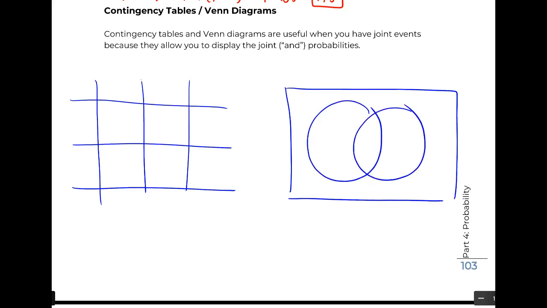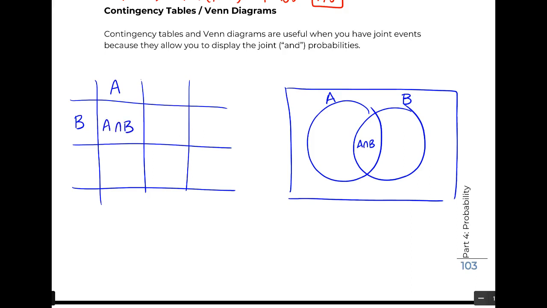For both of these, we need to make sure if we have two events, say A and B, at some point our A and B events overlap each other. So here this would be A and B, right? Our overlap of A and B. Same thing if we're doing a contingency table. We'll have A and B so they can intersect one another.